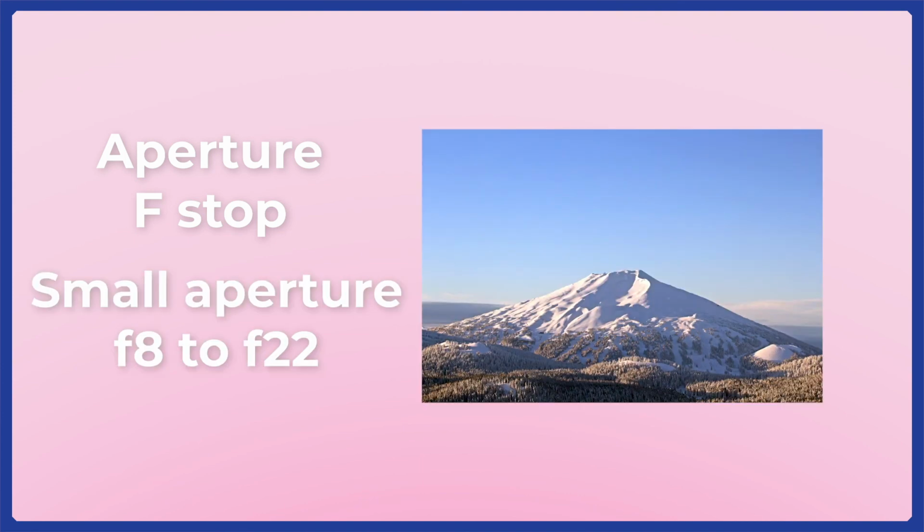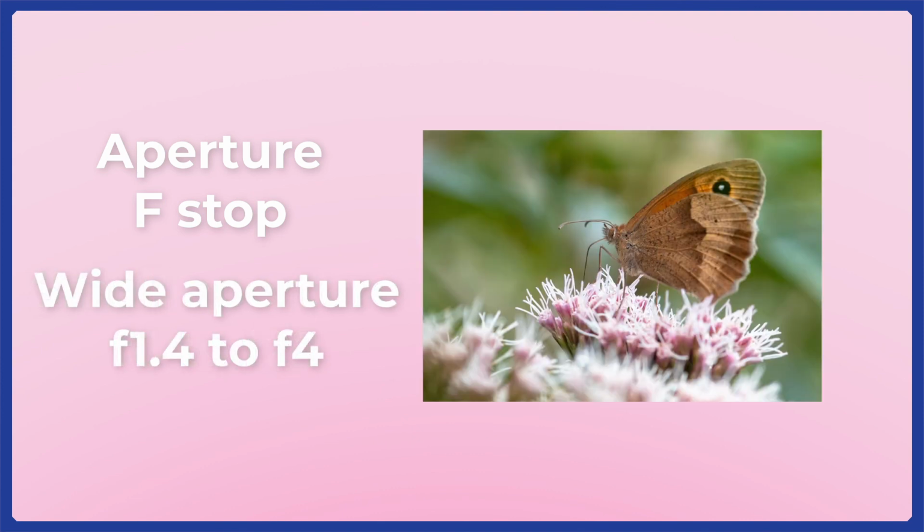Aperture is expressed as an f-stop, with the scale running counter to what you might think. A small or narrow aperture is expressed as an f-stop with a higher number, whereas a wide aperture has a smaller number, with the widest possible f-stop being f1.4.